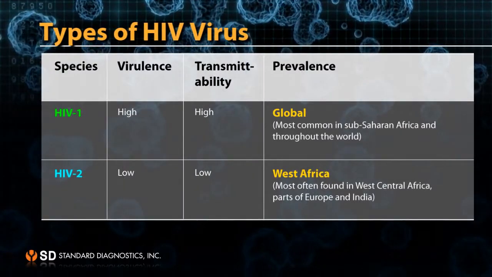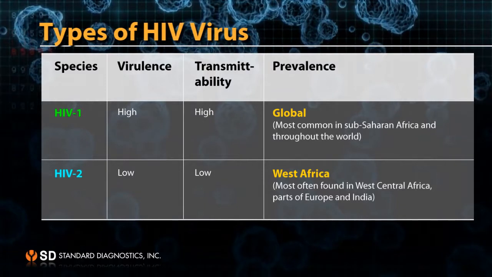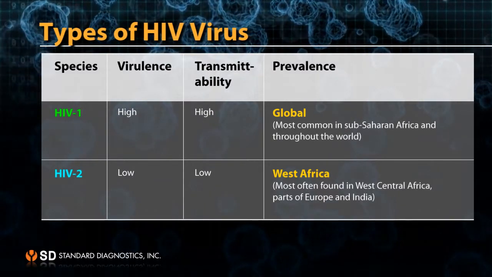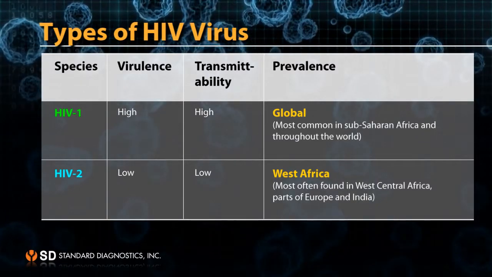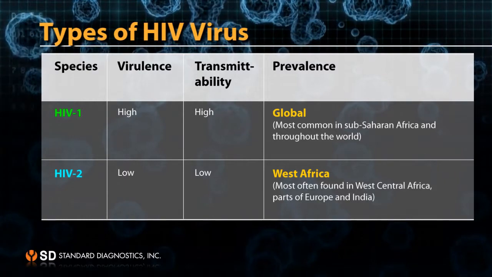The HIV virus has two types, HIV type 1 and HIV type 2. HIV type 1 is more common throughout the world, and HIV type 2 is most often found in West Central Africa, parts of Europe, and India.